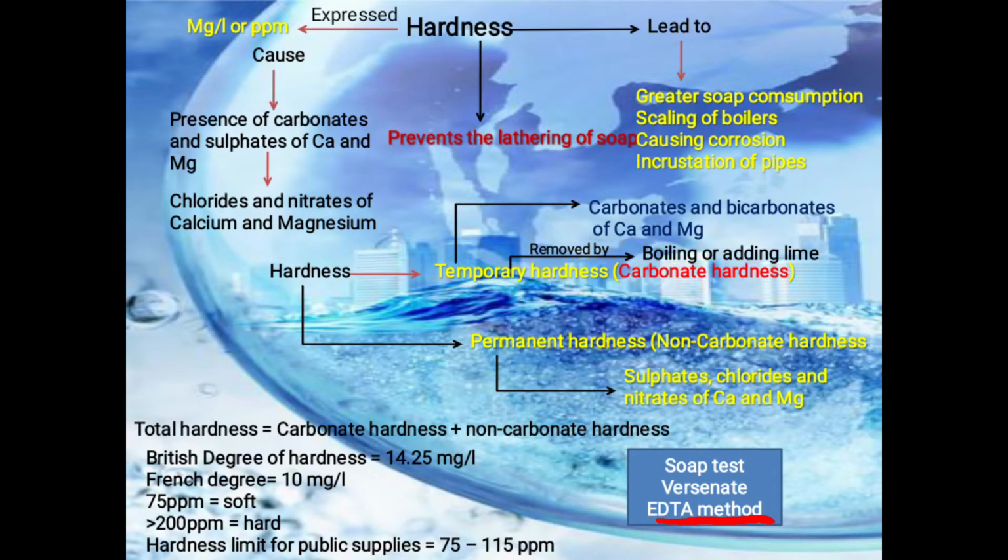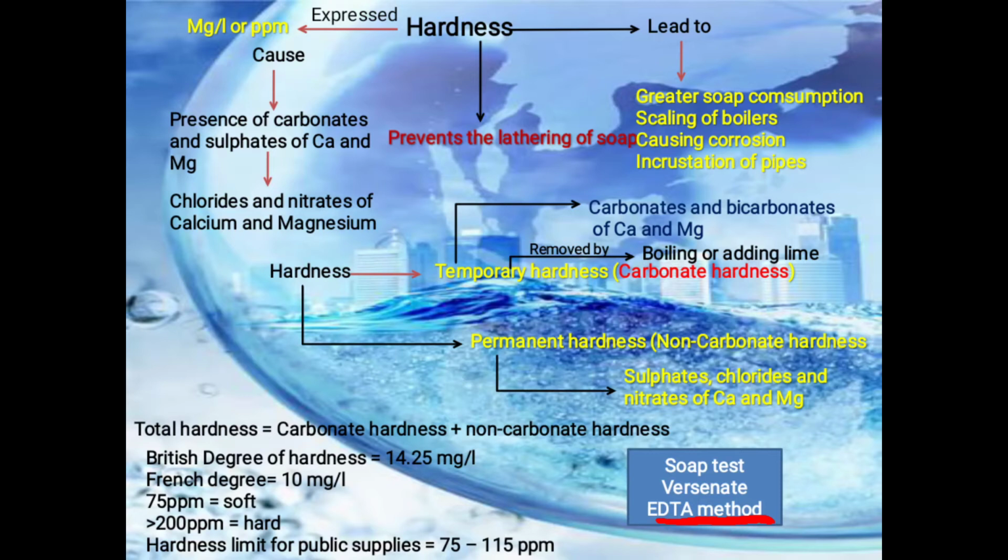Then 1 to 2 drops of indicator solution are added. If there is a calcium or magnesium hardness, the solution turns wine red. Then EDTA titrant is added with rigorous shaking till the wine red color just turns blue.